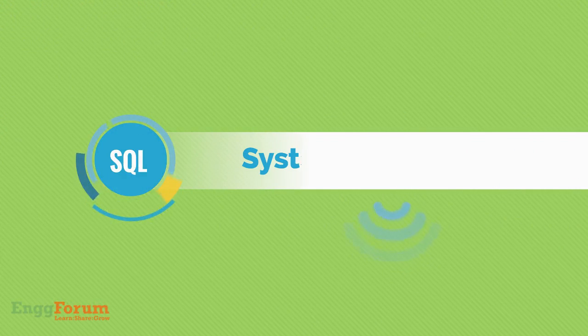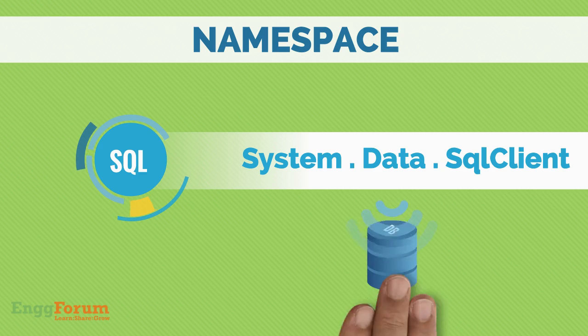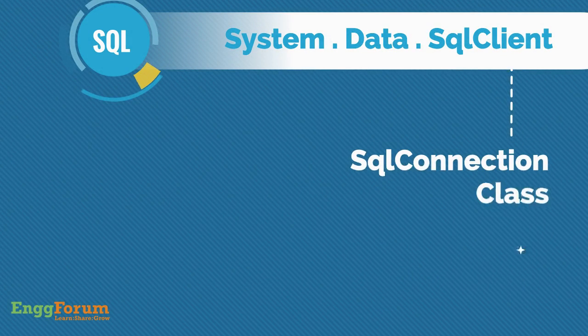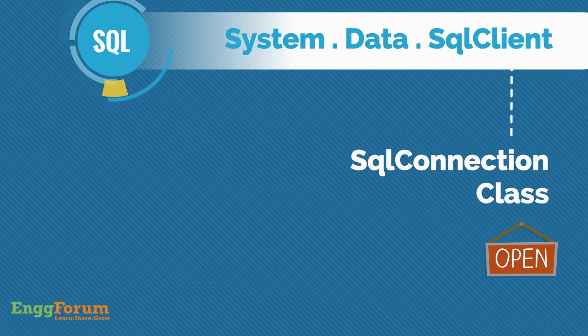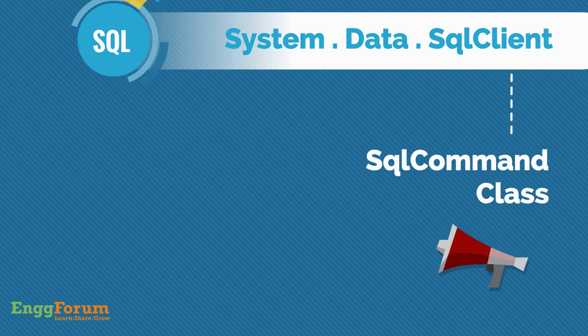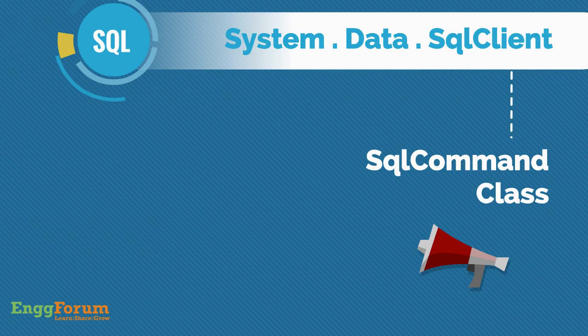Also, in our example, we will include namespace, System.Data.SqlClient. This namespace will provide classes for communicating with SQL Server. Here, we have SqlConnection, which is a class that resides in System.Data.SqlClient and represents an open connection to SQL Server database. Also, class SqlCommand represents SQL statement to execute in a SQL database.